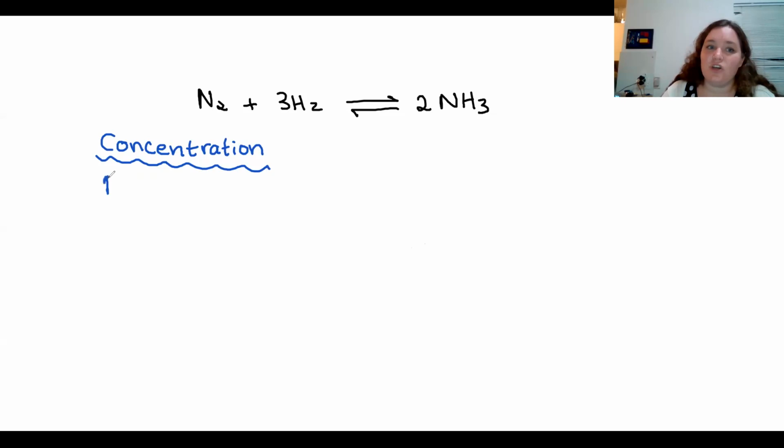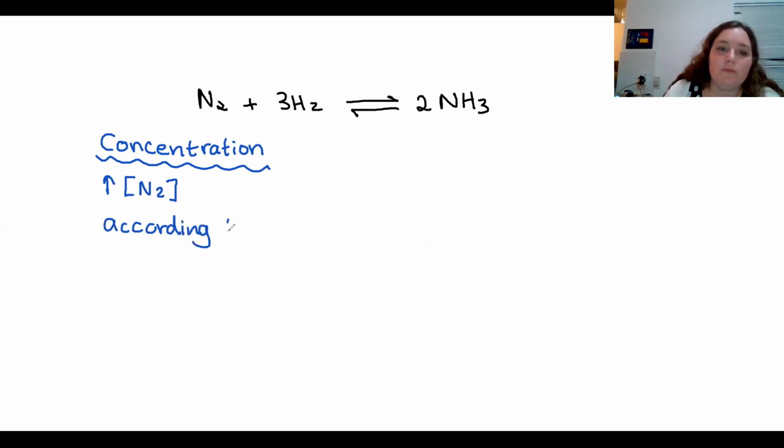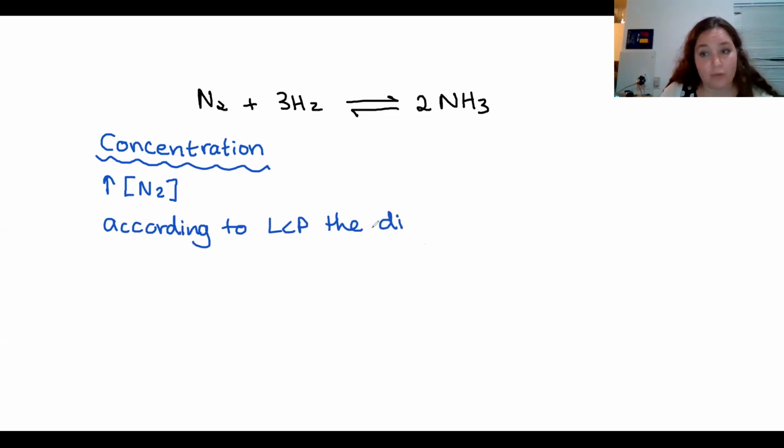I'm going to say that the disturbance is an increase in the concentration of nitrogen. Can you see that I'm using square brackets to indicate concentration? So square brackets, remember, tell us that we're dealing with concentration. So I would say here, according to Le Chatelier's principle, the disturbance, and please, you only write out this whole thing that I'm writing out now if they say use Le Chatelier's principle. Otherwise, you think it in your head and you write straight to the answer. So according to Le Chatelier's principle, the disturbance is an increase in the concentration of nitrogen.